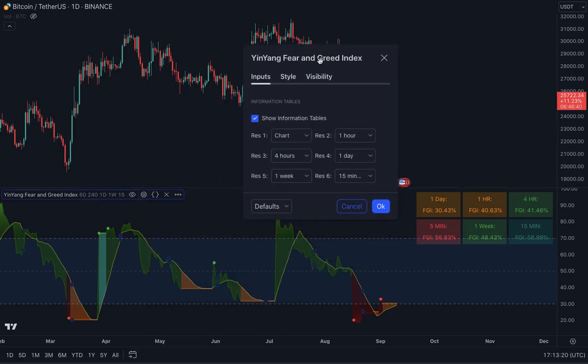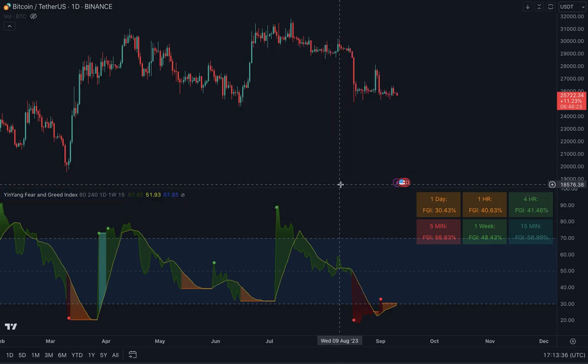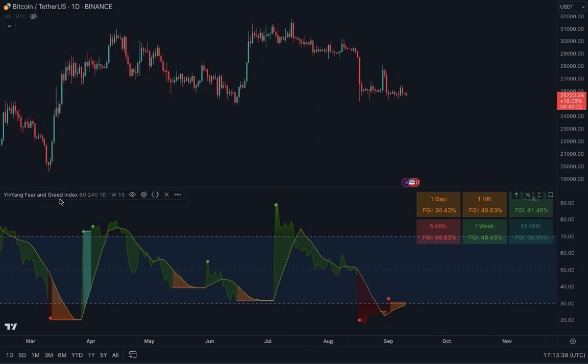There isn't actually much customization to the graphical user interface of the fear-greed index for ours. It's basically just whether or not you want to see information tables and then what resolution you want them to be on. And all right, I think we will conclude our tutorial on how to use our fear-greed index there.